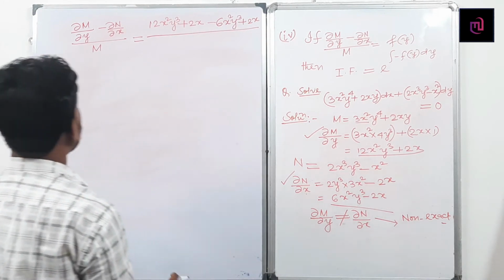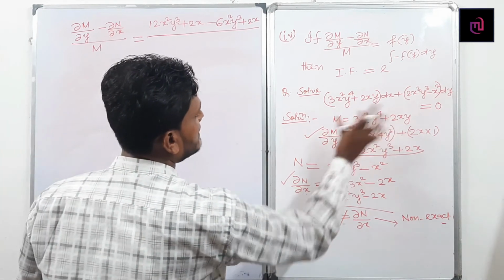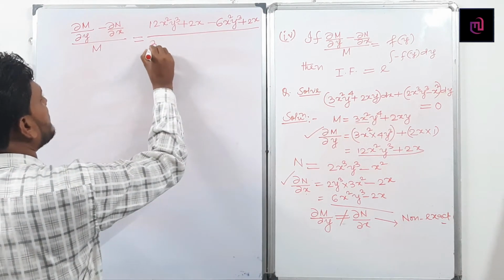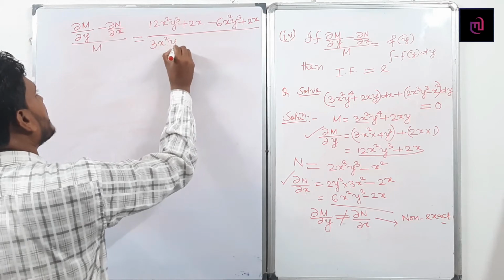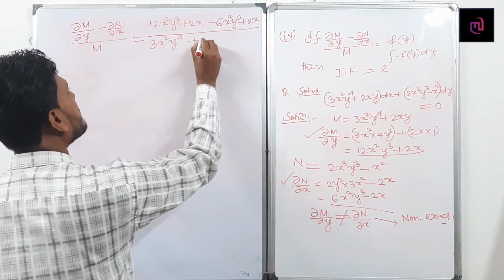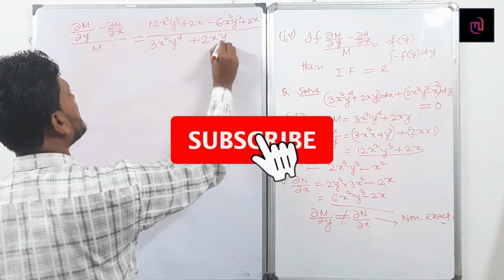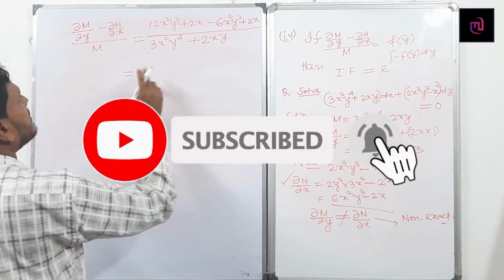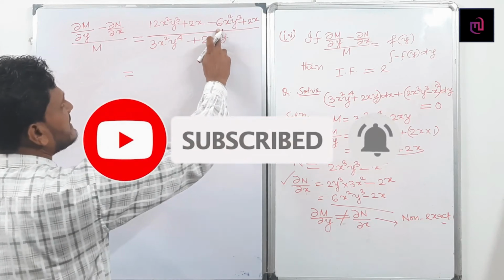So can I write m? What is m? m becomes this part, 3x square y to the power of 4 plus 2xy. So can I write 12x square y cube minus 6x square y cube.